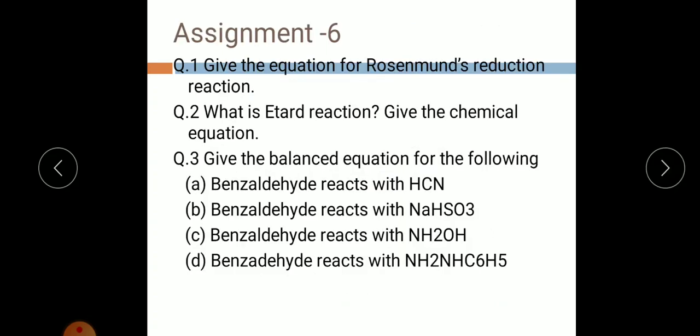Now, today's assignment number 6. Question number 1: give the equation for the Rosenmund reduction reaction. Question number 2: what is the Etard reaction? Give the chemical equation. Question number 3: give the balanced equation for the following. A, benzaldehyde reacts with HCN. B, benzaldehyde reacts with sodium bisulfite, NaHSO3. C, benzaldehyde reacts with hydroxylamine, NH2OH. And question number 4: benzaldehyde reacts with phenyl hydrazine.